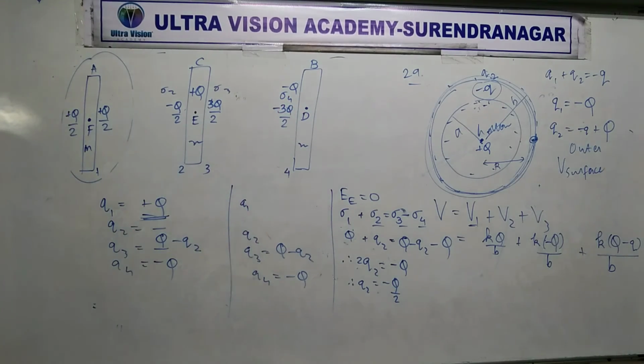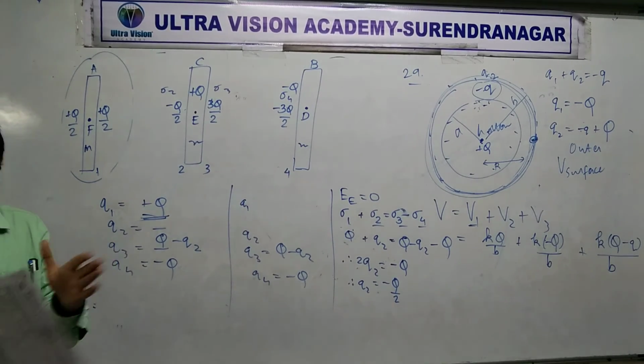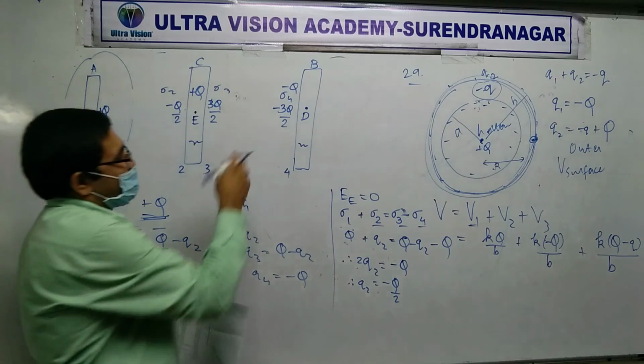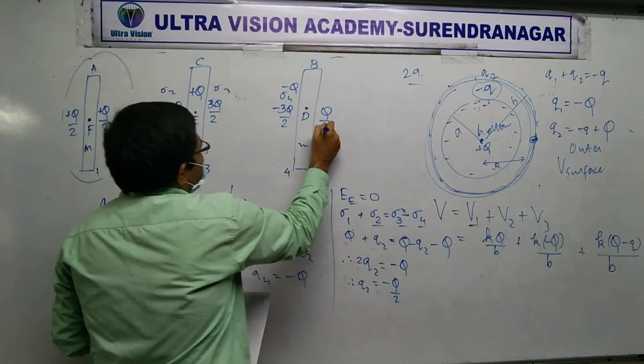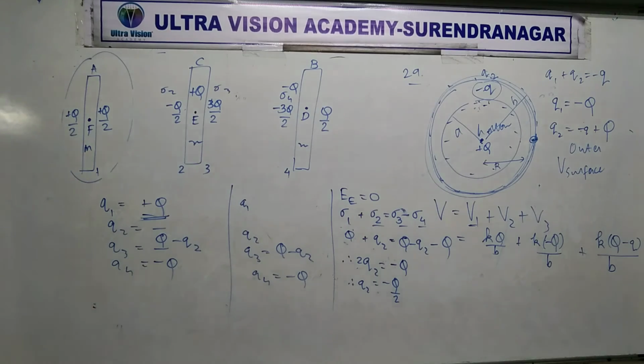Same way, like I said, facing surfaces that are opposite to each other, they will take opposite charge, and here we will get q by 2. Did you get that? Yes. Okay. You get that or not? Right? So this is how the whole thing works out.